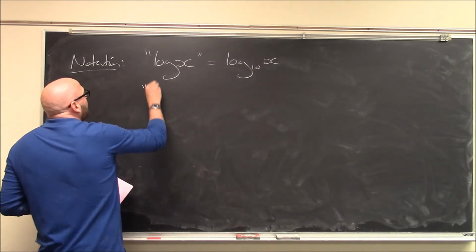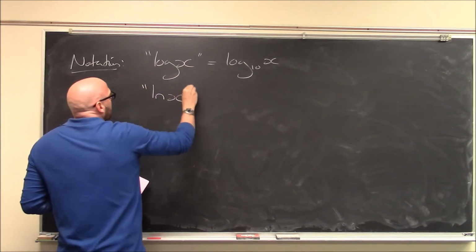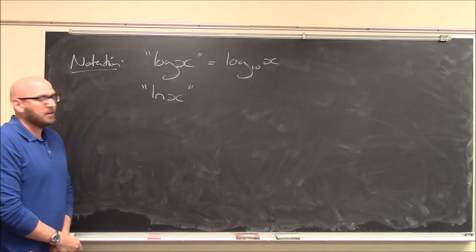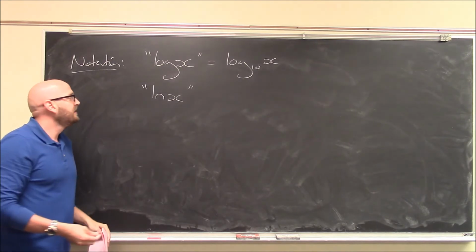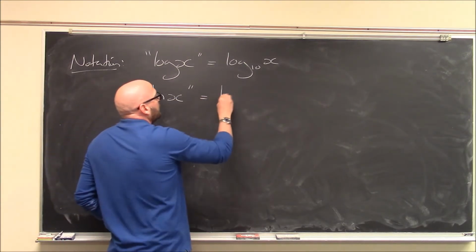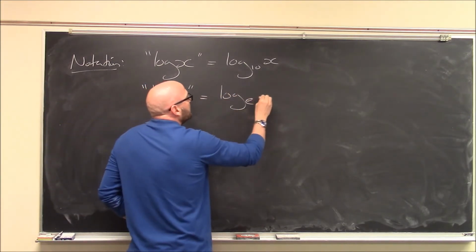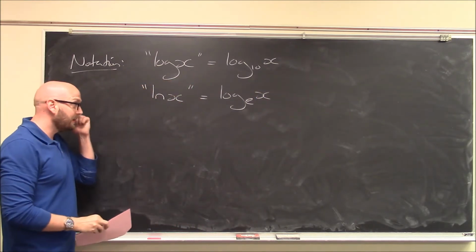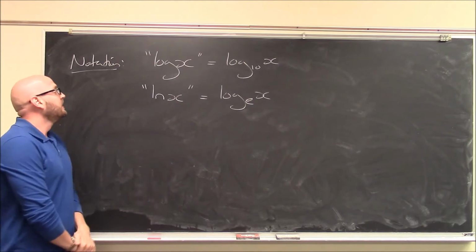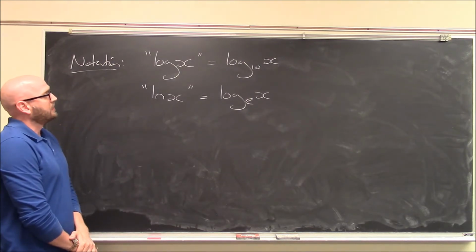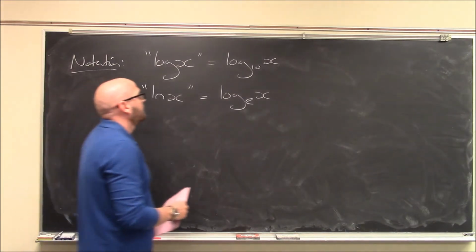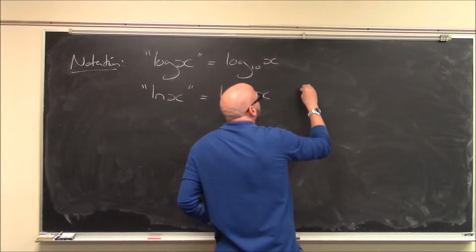And this one, ln of x. ln represents something called the natural log. So again, it's a log function, but the base is that number e. Remember e from last section, 2.718 something or other, this irrational number. Well, it's log to the base e. So this is quite often called the natural log.